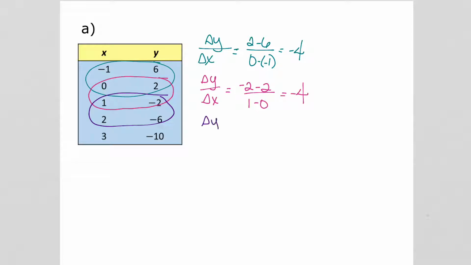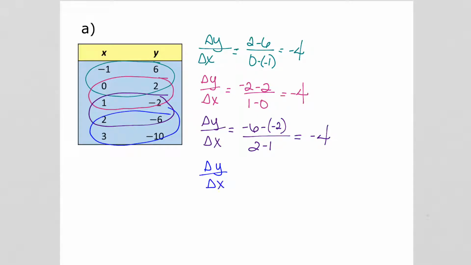The next pair would be -6 minus -2 over 2 minus 1. Also -4, and then the last pair, -10 minus -6 over 3 minus 2 is -4. So what we were trying to do here is to see what the rate of change was, and if all the rates of change are the same, then that means we have a linear function. So since they're all -4, the function is linear.